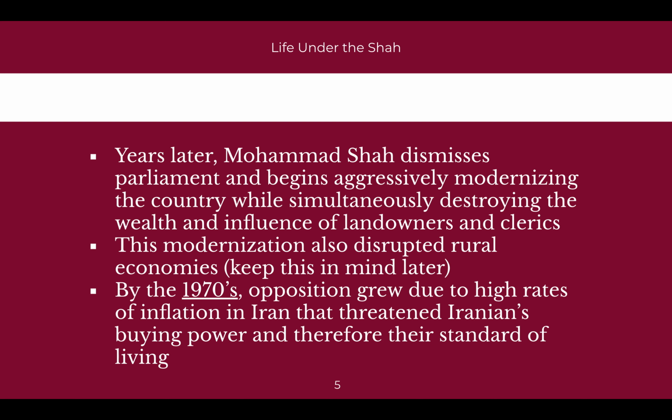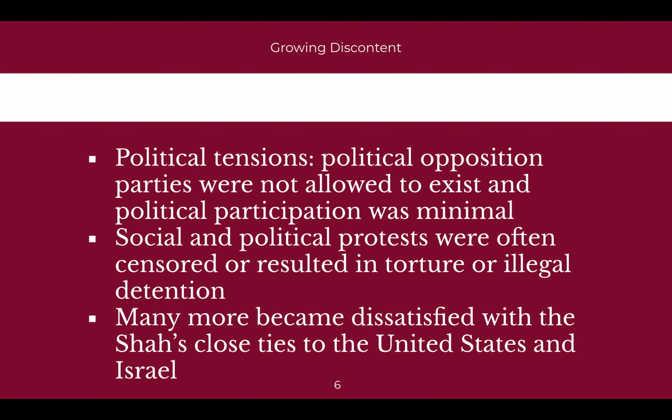By the 1970s, opposition grows due to high rates of inflation in Iran that threatens the buying power and ultimately the standard of living of people in Iran. So 1970 is about 30 years after the Shah takes over. And pretty quickly, political tensions rise. Political opposition parties during this time were not allowed to exist. Political participation was minimal, and you did have social and political protests that came up, but oftentimes they were censored or would result in torture or illegal detention.